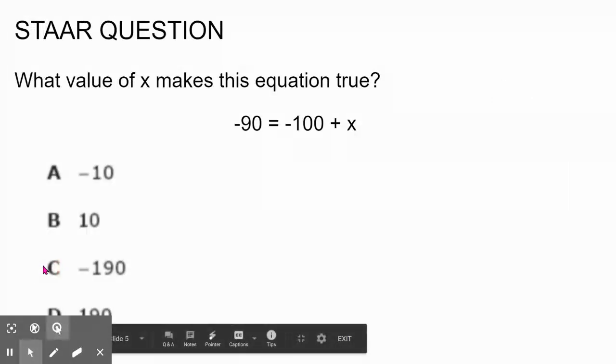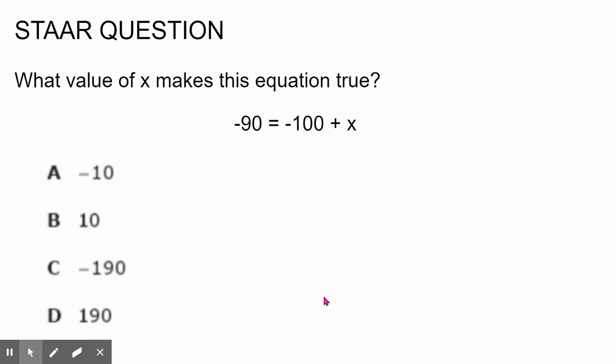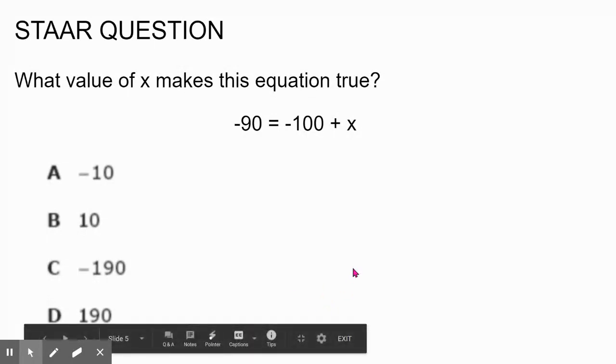Now, this is how we have seen it tested on the STAR test before. What value of x makes this equation true? Go ahead and try this one on your own by pausing the video.